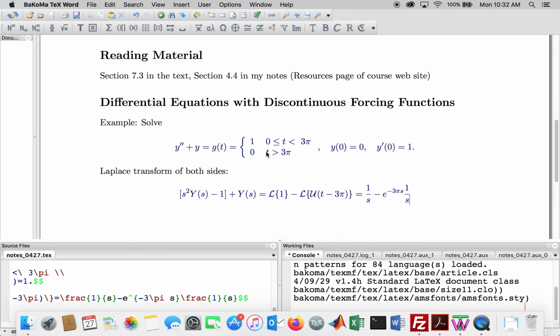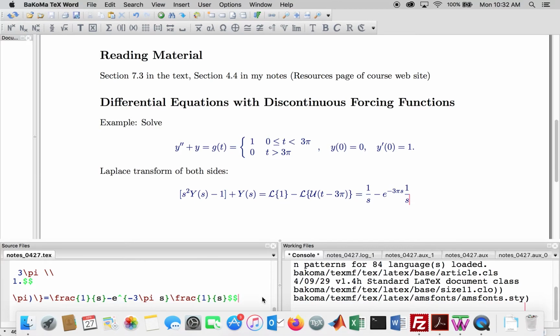Because we have 1 at first, we have a Laplace transform of 1. Then we're subtracting off this step function at time 3 pi times the function we're turning off, which is 1. And then that describes everything that's going on here. So now we have the differential equation transformed.